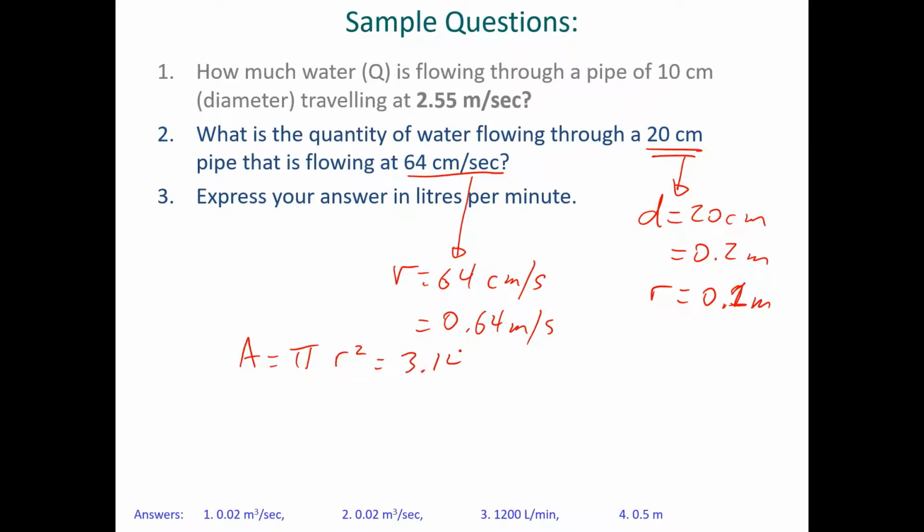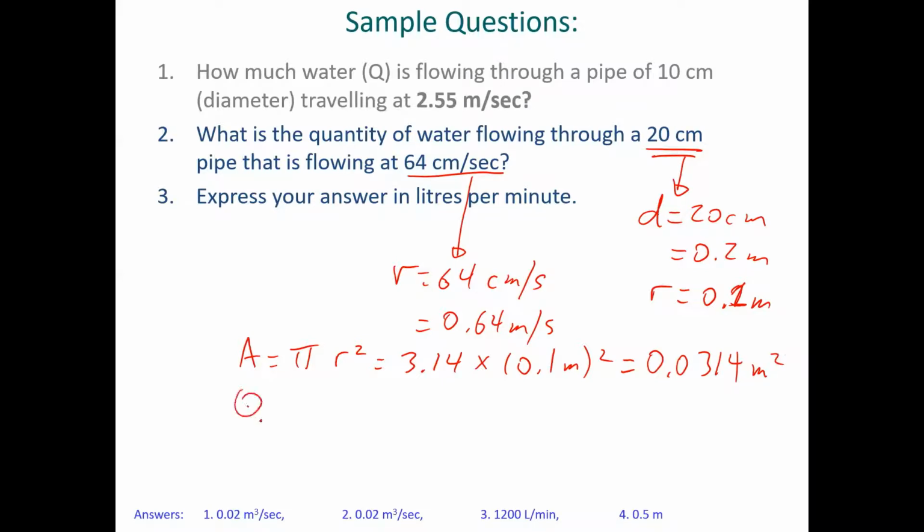equals 3.14 times 0.1 meters squared. I thought I had this down here somewhere. I don't see my calculations, so I'll have to do this again. So 0.1 squared times pi, I get, there we go, 0.0314 meters squared.